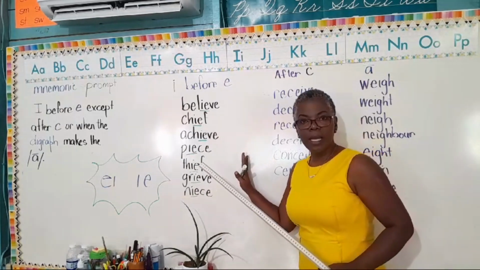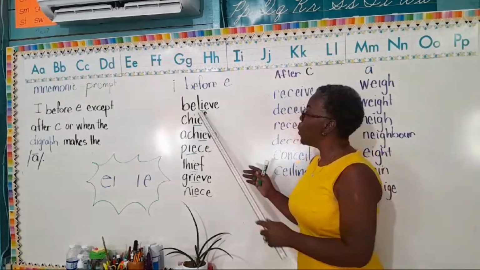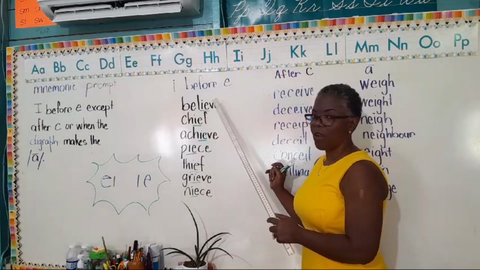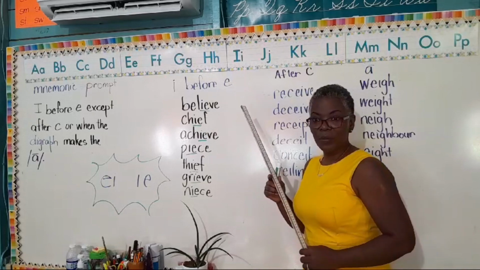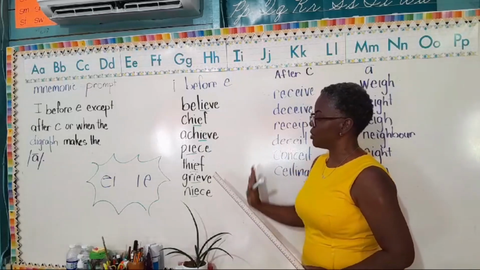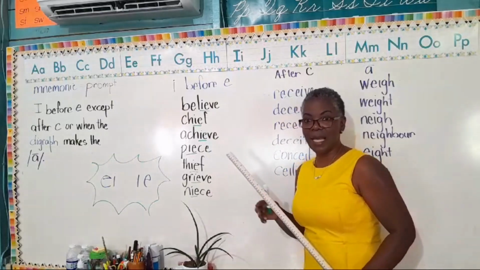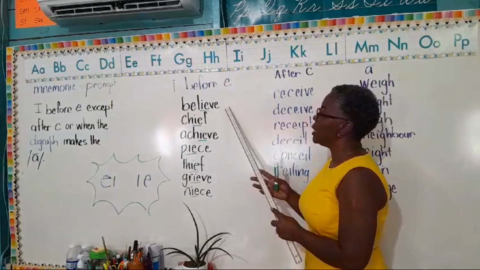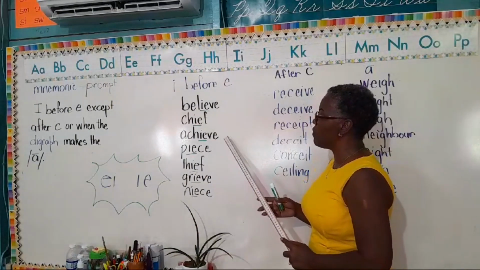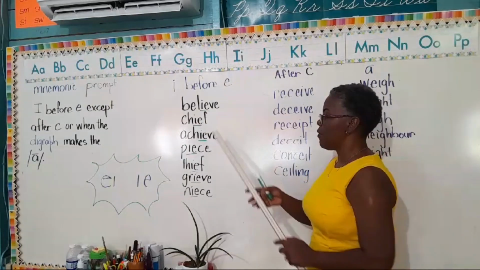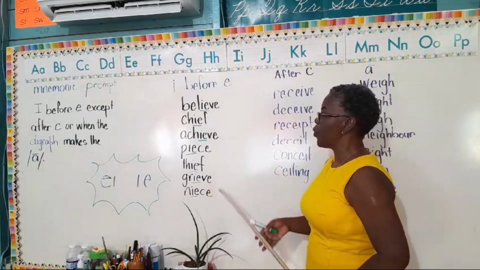But you know what I'm recognizing? Do you realize that most of these words with the I before E, the digraph gives a long E sound? Did you notice that? That's something we can look out for. Let's read our words. Believe, chief, achieve, peace, thief, grieve, niece. I before E.